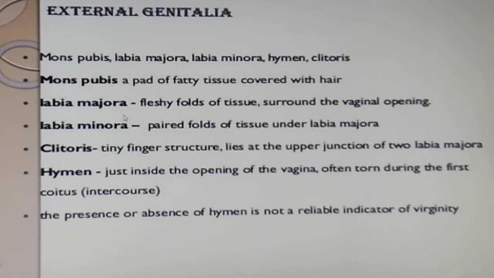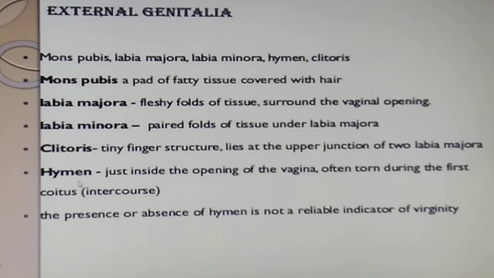Now labia majora, they are fleshy folds of tissue that surround the vaginal opening. Talking about labia minora, there are paired folds of tissue under the labia majora. Talking about clitoris, it's a tiny finger-like structure that lies at the upper junction of the 2 labia majora. So the junction between the 2 labia majora, that is the clitoris.